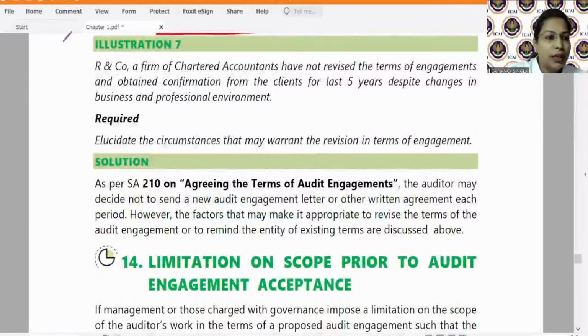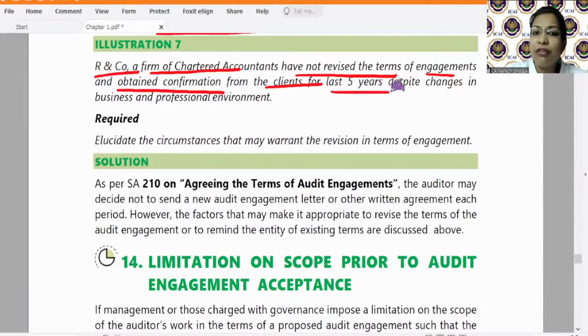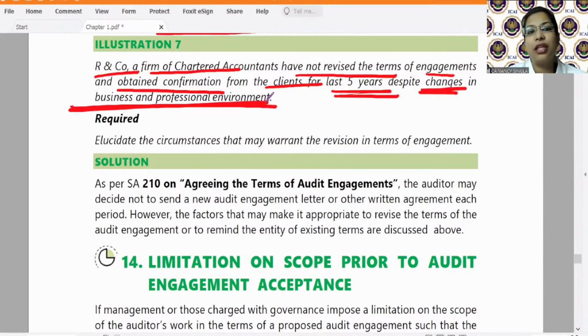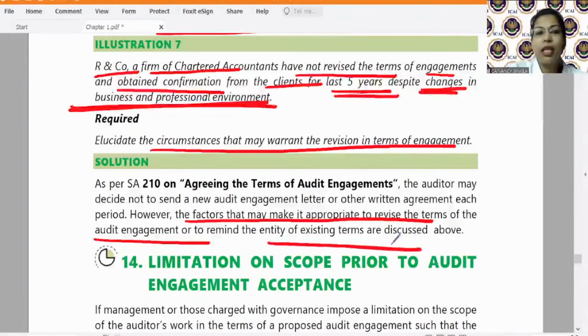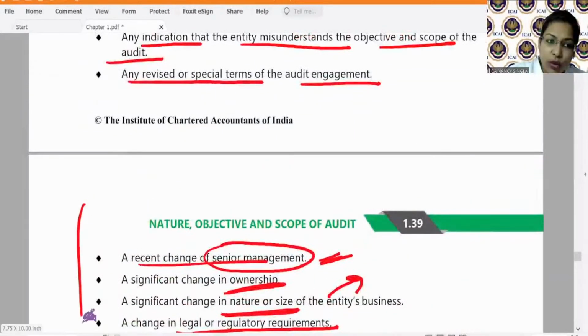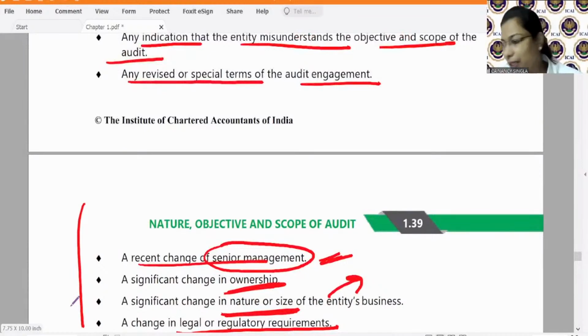So again, see, R&R company, a firm of chartered accountants, has not revised the terms of audit engagement and obtained confirmation from the client for the past 5 years, despite changes in business and professional environment. Changes are happening. So what are the circumstances that may warrant revision? The auditor may decide; however, the factors that may make it appropriate to revise the terms of audit engagement are all these. So if there is a change, then you have to send it. Simple.